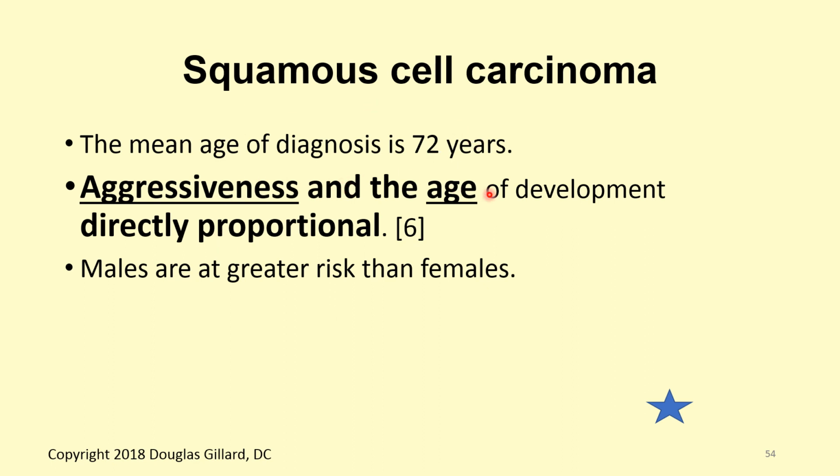Diagnosis, the average age is about 72. Its aggressiveness, which means its ability to get into the bloodstream and lymph system and kill you. Remember, if it just stays on your skin, it's not going to kill you. Your skin doesn't really care about it, but if it gets into your blood and spreads to your liver or your heart or your brain, you're in big trouble. That's aggressiveness. So the aggressiveness and age are directly proportional. What's that mean? The older you get, the more aggressive it gets, the more chances of metastasis it has. Males are at much greater risk than females.